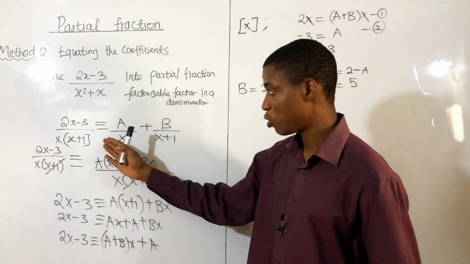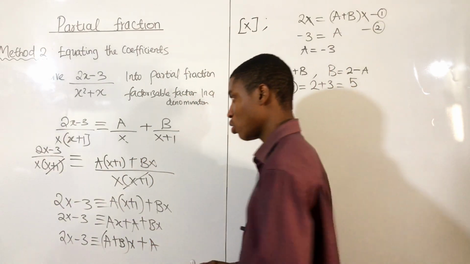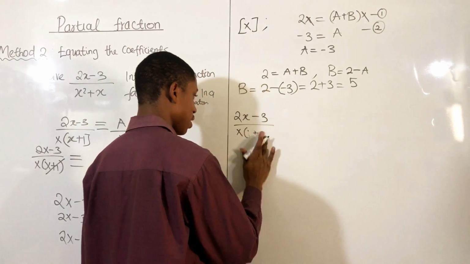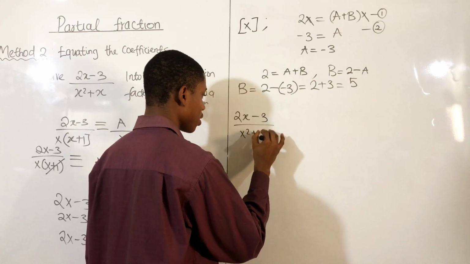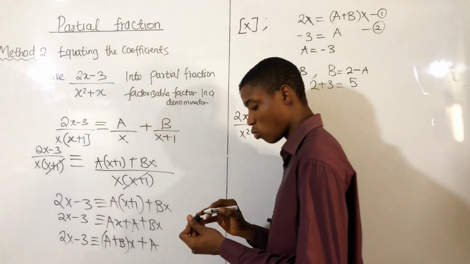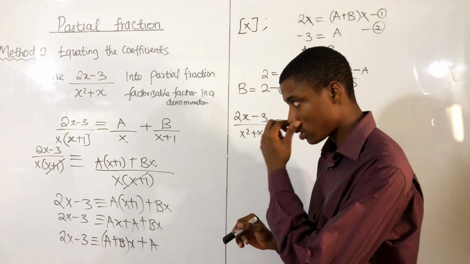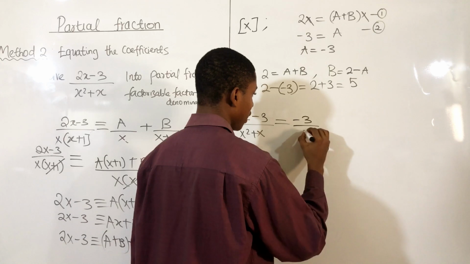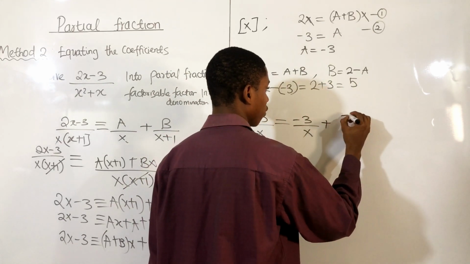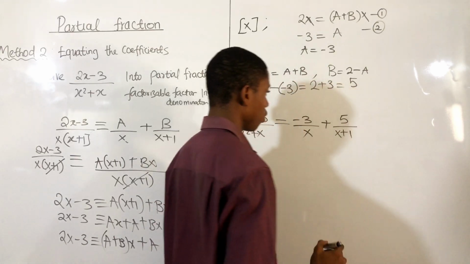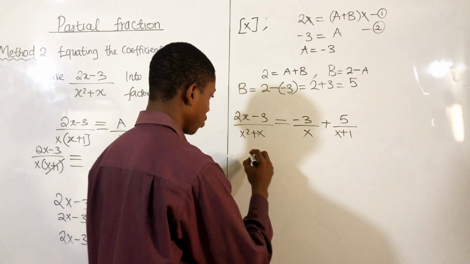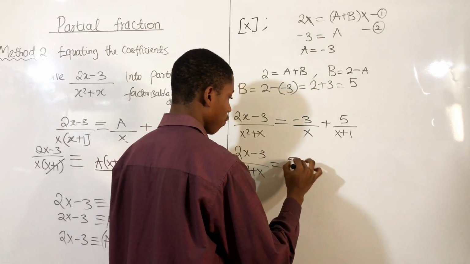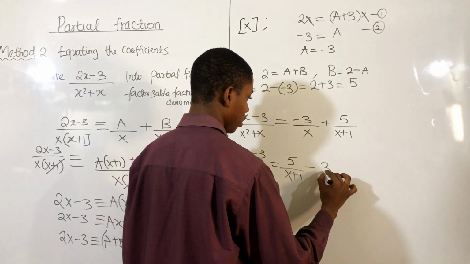So therefore, we are going to substitute into the equation here. So we're going to break down what we have here on the board. We have 2x negative 3 over x bracket x plus 1, let's bring down what we have from the beginning, which is x squared plus x, is equal to, now we're using equality because we have found the value of a and b, the value of a is negative 3. We have negative 3 over x, then we have b, so we have plus 5 over x plus 1. So we have to rewrite this so that the positive will come before negative. You can see that 2x negative 3 over x squared plus x is equal to 5 over x plus 1 negative 3 over x.